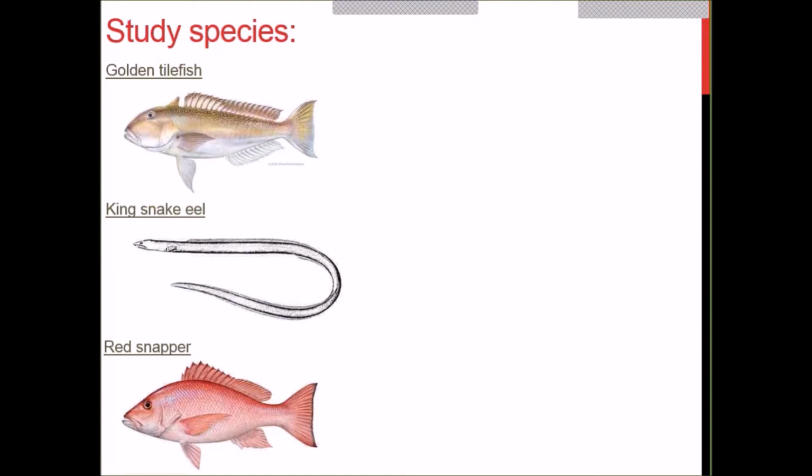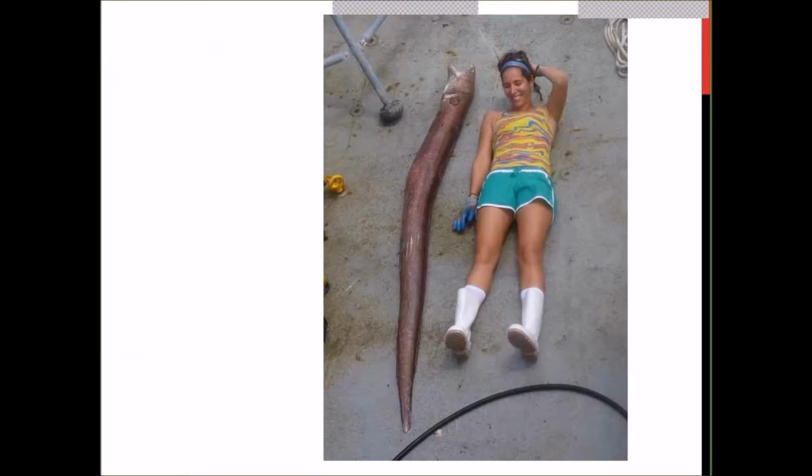So I work with 3 species, 3 Gulf of Mexico species shown here. The first is golden tilefish. They're quite a large, somewhat commercially important species in the Gulf of Mexico. Second is the king snake eel. You might not have ever heard about the king snake eel. We catch them quite a lot in the Gulf, and there's not a lot known about them. They're quite a large, kind of vicious creature, quite interesting to study.